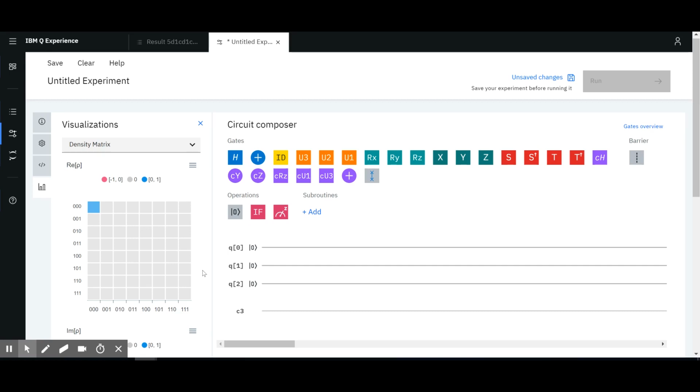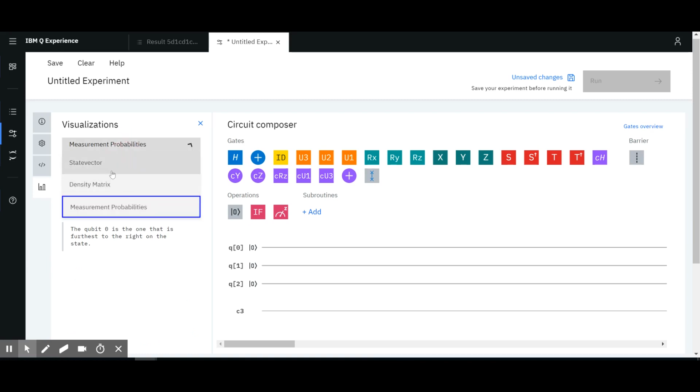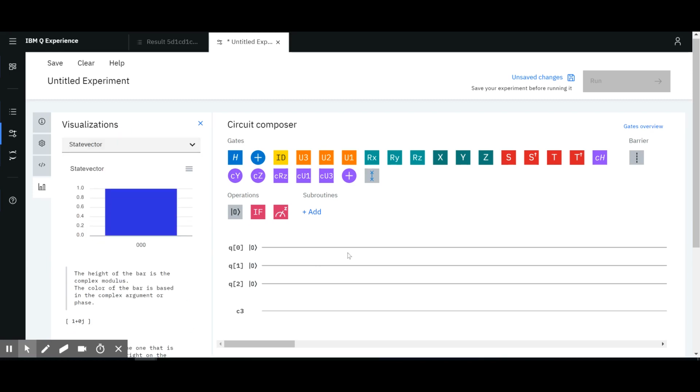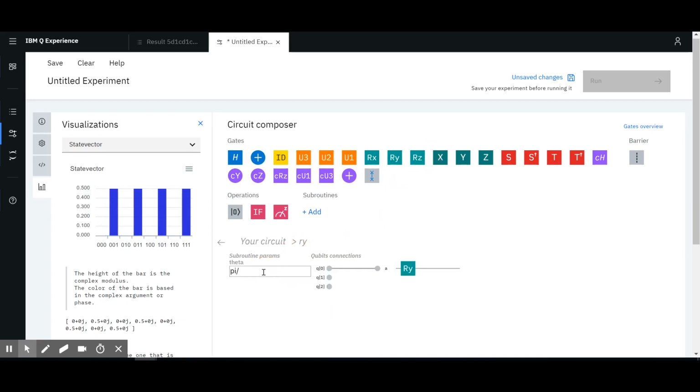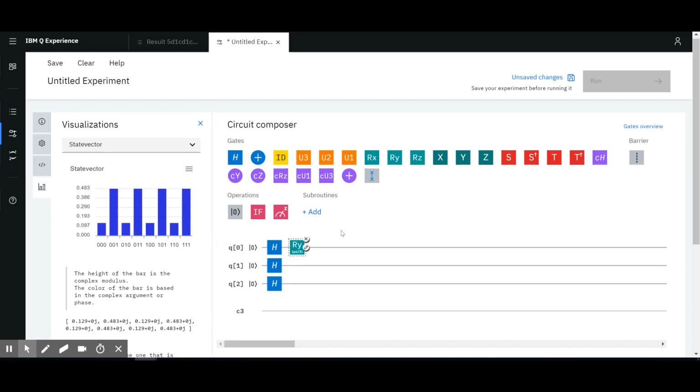Because I wanted to play, I wanted to mess with it. Let's play with some stuff. Let's just make some random gates and see if we can get some messy things in here. I don't know what I'm doing. So that's cool. Okay, let's see what happens.